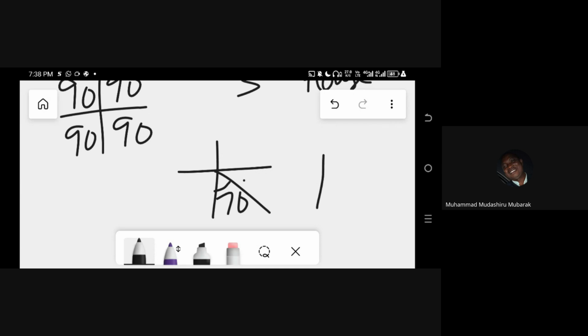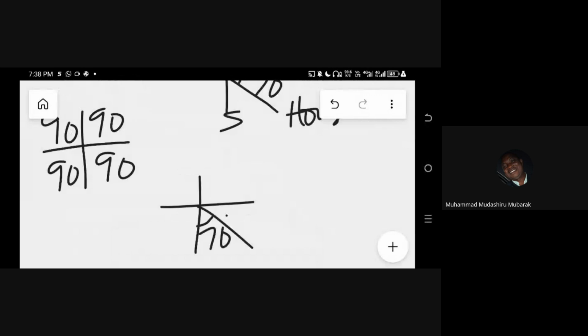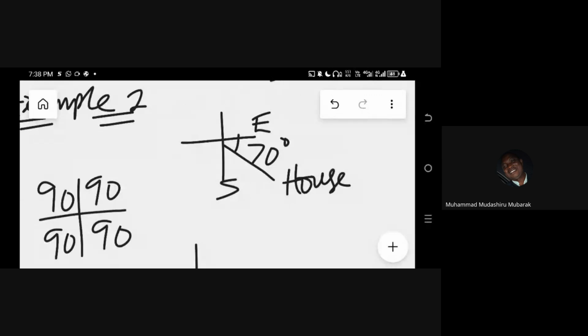Now look at this again. Look at that 70 degrees again. Is it touching the south? The body of the south, that line that is the south, is that 70 degrees touching it? No. So it is not touching it.